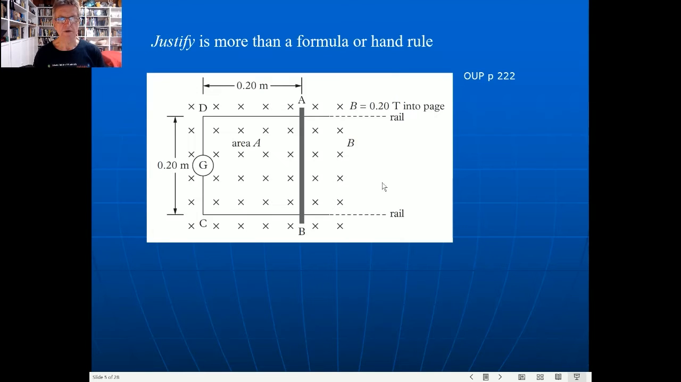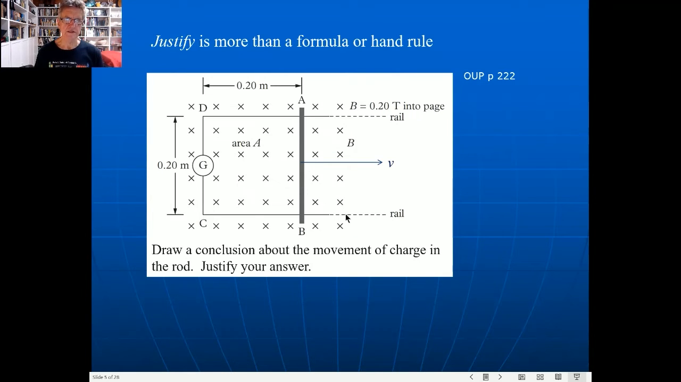Okay, now I've given some dimensions here, and the magnetic field strength is 0.2 Tesla into the page. That's shown by the tail feathers, if you like, the crosses indicating it's into the page. A typical question would say, what happens when you move that rod along? So you're increasing the area, and you have to work out which way the current's going. Now I won't go through how you do it, but that's the sort of question you'd have. Draw a conclusion about the movement of charge in the rod. So you'd either say up or down or no movement at all. You'd use a hand rule possibly, or Lenz's law, you'd work it out from that.